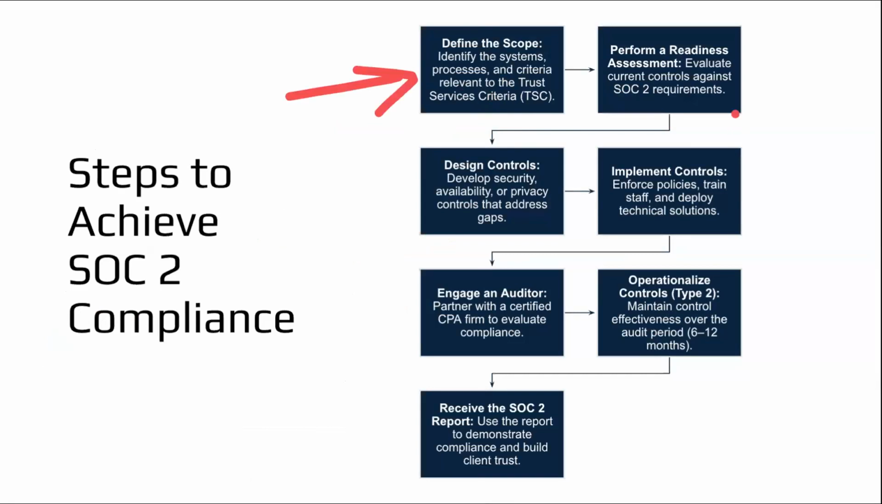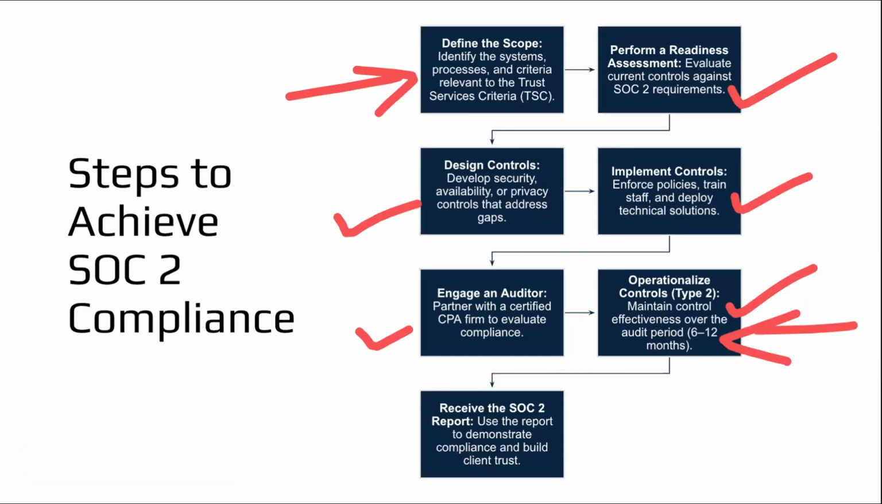Then you do a readiness assessment, to see whether the required controls are already present or not. If not, then you include them. Then you design the controls as per the requirement, and then you implement the controls. Then you engage an auditor to check the status of the controls. Then you maintain the control effectiveness over a period of time. This part is very important.